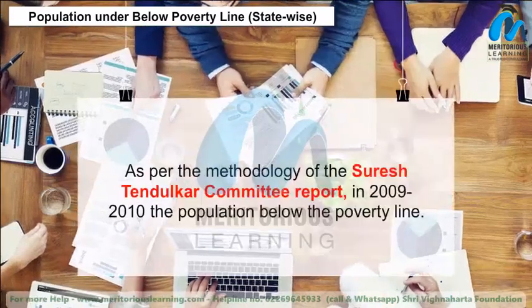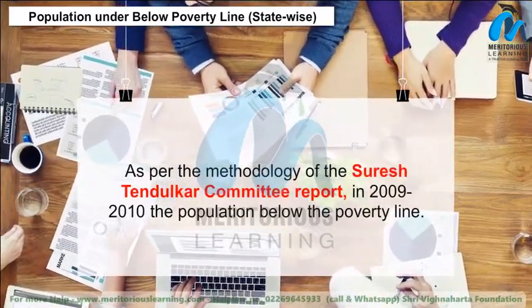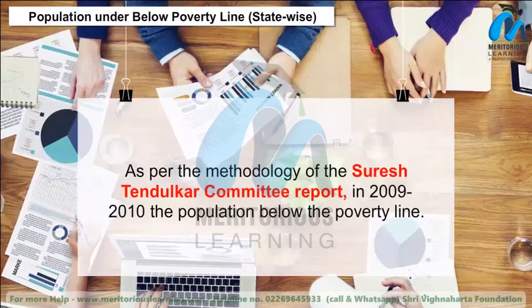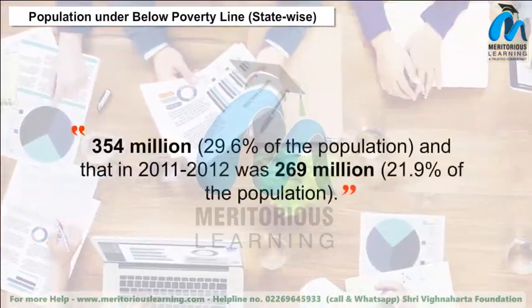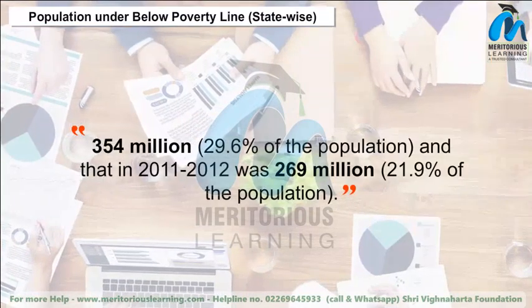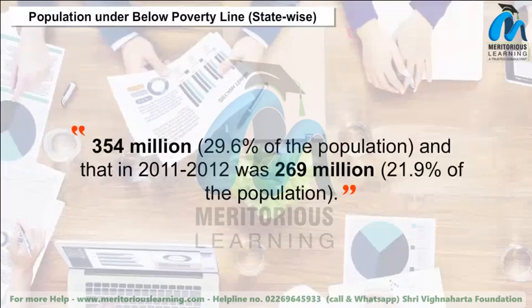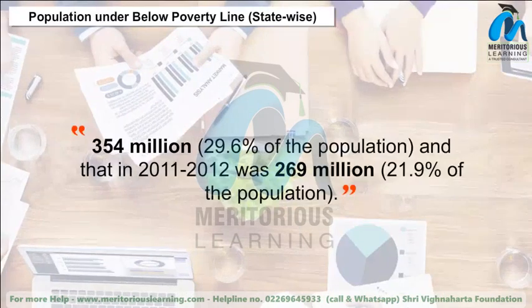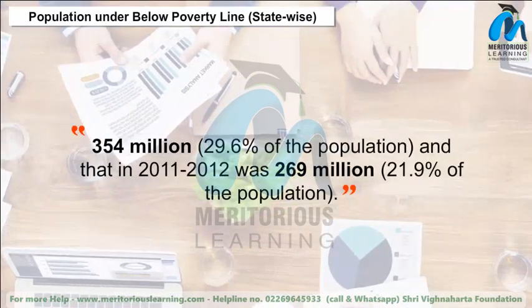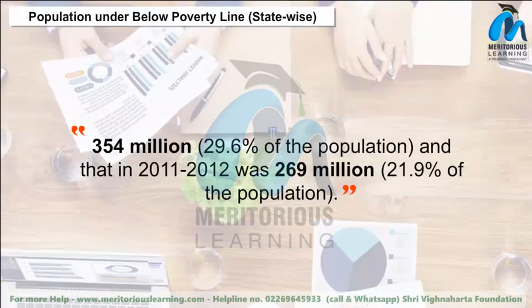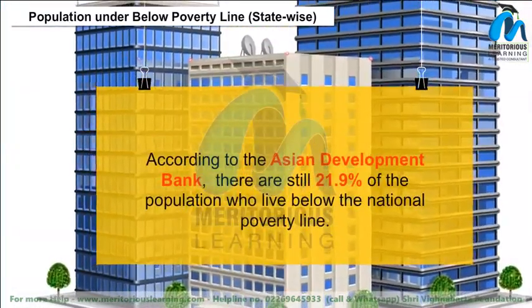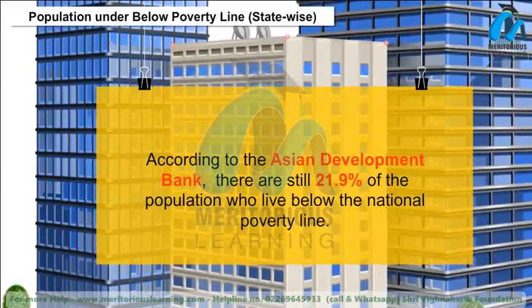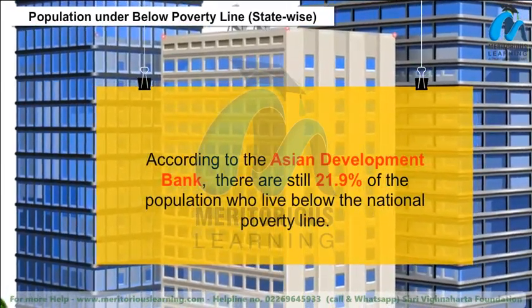As per the methodology of the Suresh Tendulkar Committee report, in 2009-2010, the population below the poverty line was 354 million, 29.6% of the population, and that in 2011-2012 was 269 million, 21.9% of the population. According to the Asian Development Bank, there are still 21.9% of the population who live below the national poverty line.